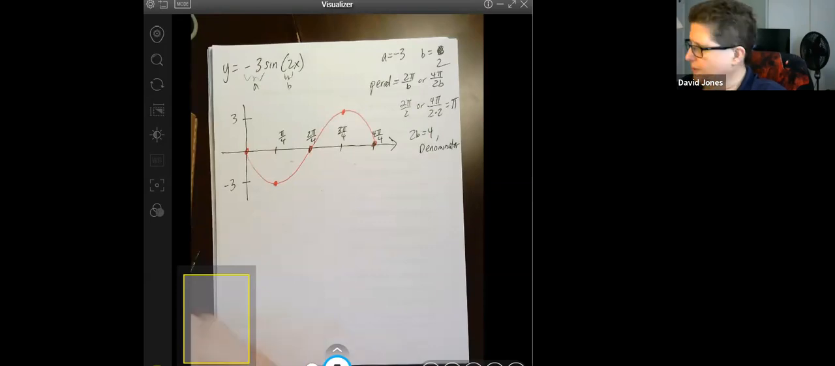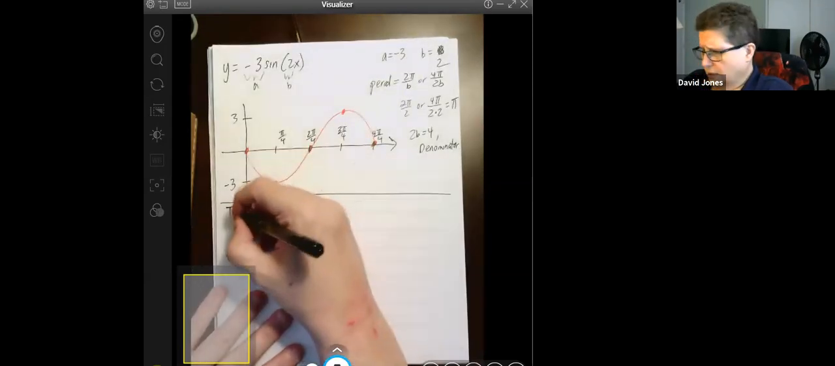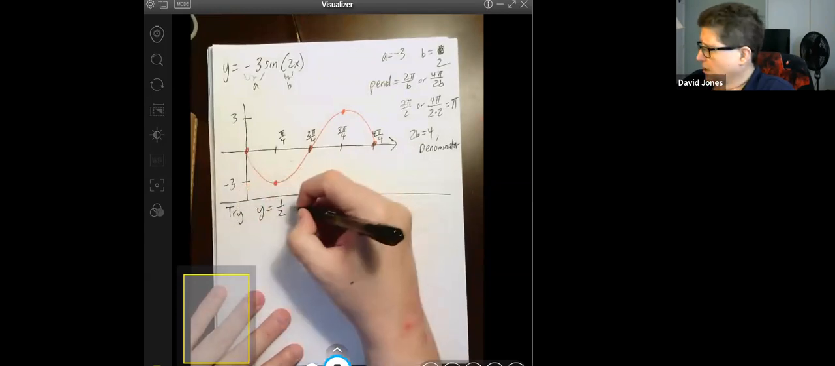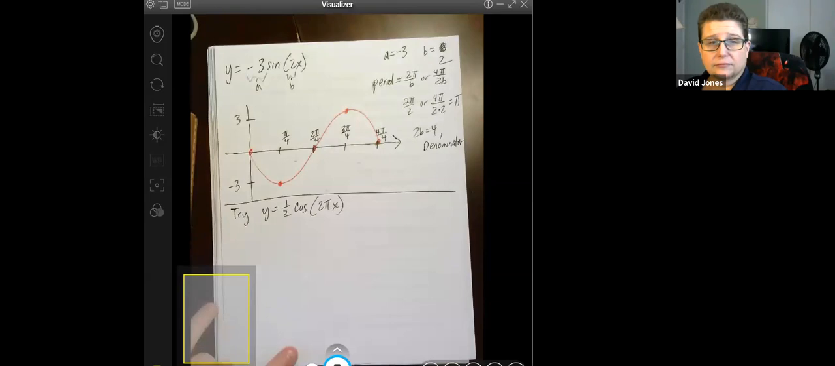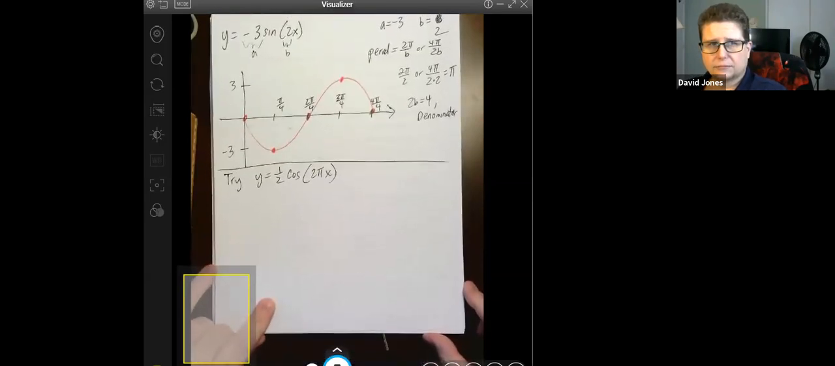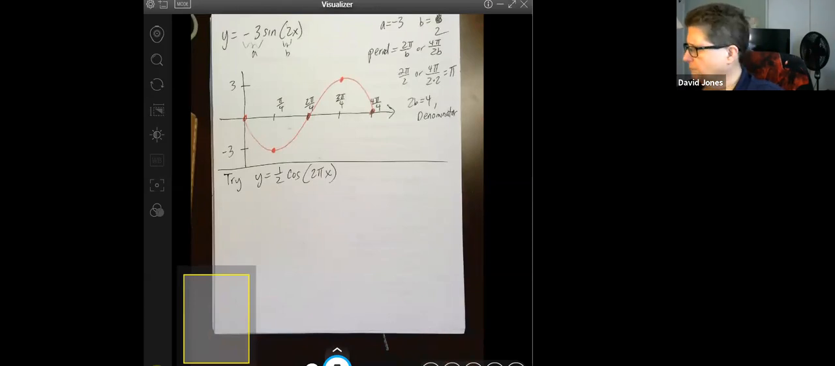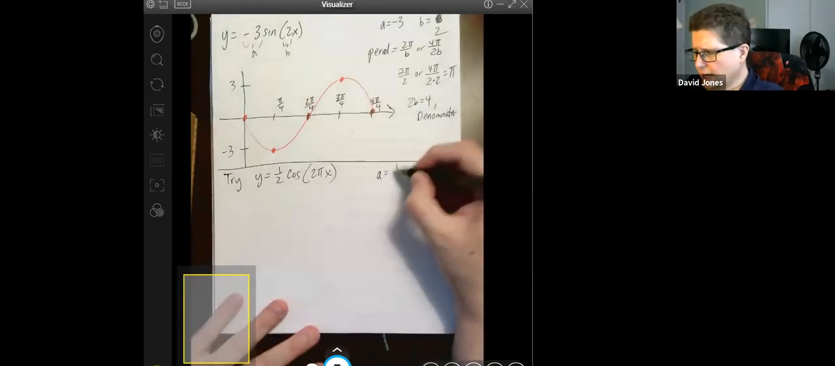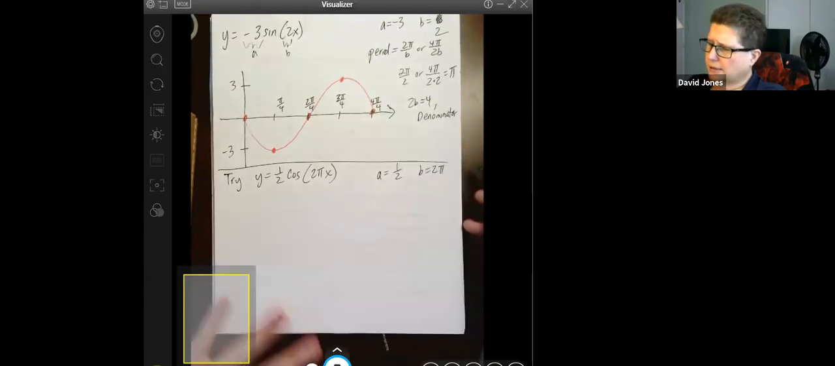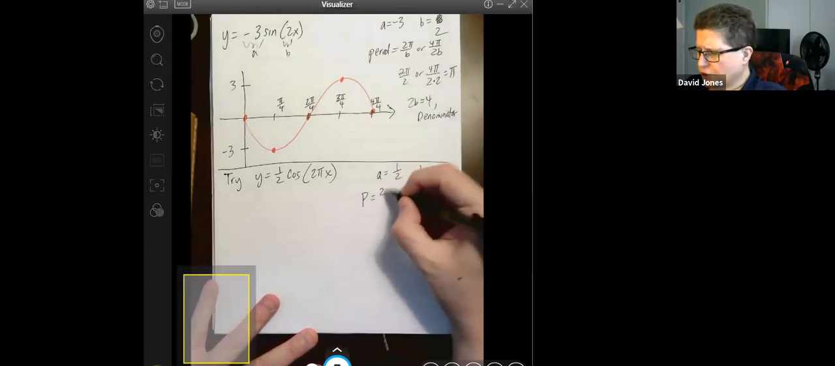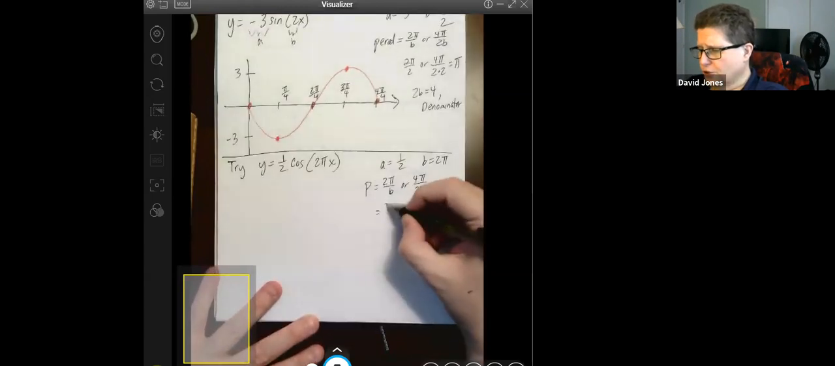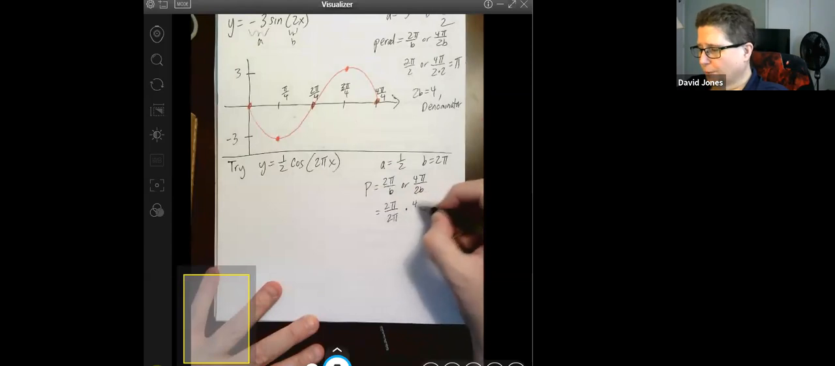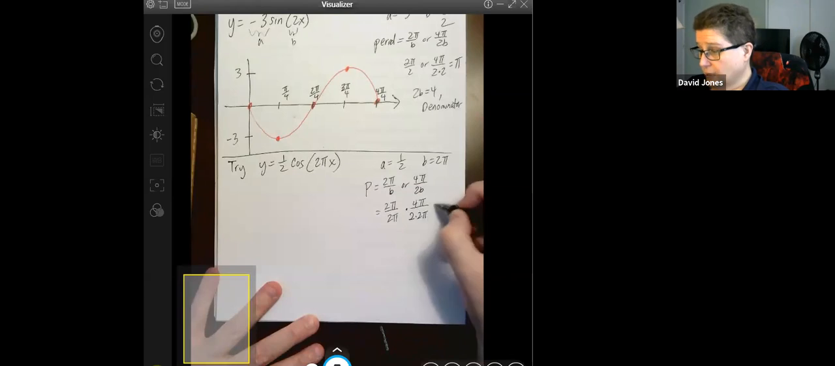So why don't you guys try this one? Try y equals 1/2 cosine of 2 pi x. Pause it and give it a try. So we get a equals 1/2, b equals 2 pi. So the period p, 2 pi over b, or 4 pi over 2b, 2 pi over 2 pi, or 4 pi over 2 times 2 pi. They both equal 1.